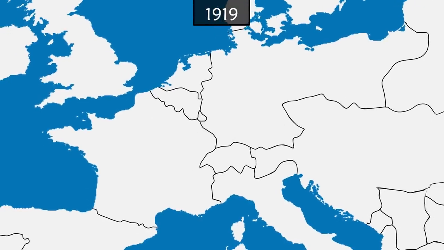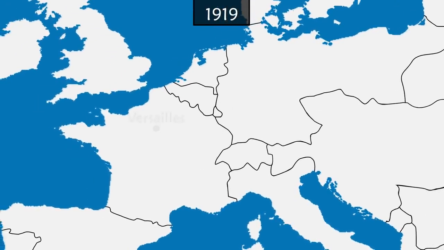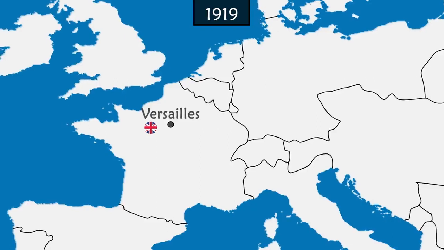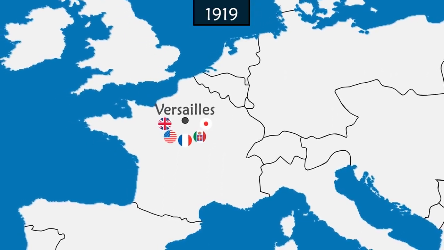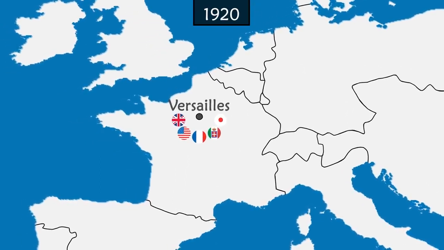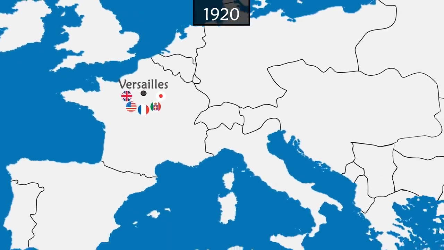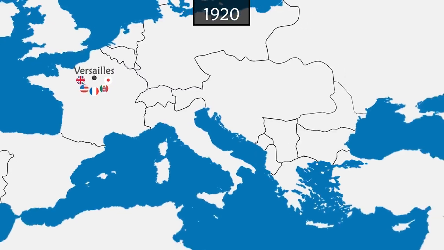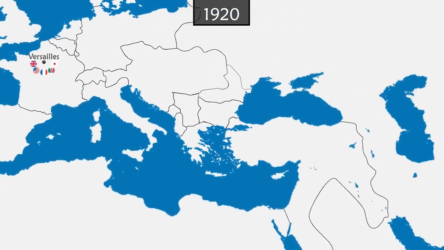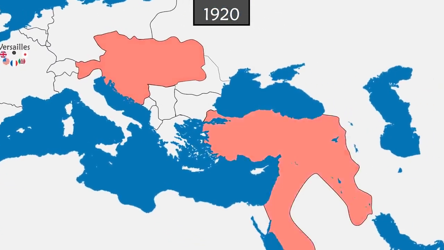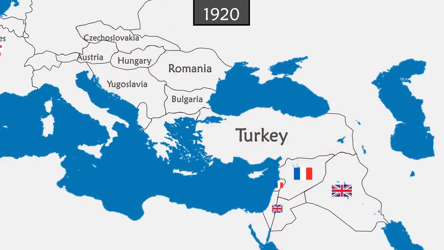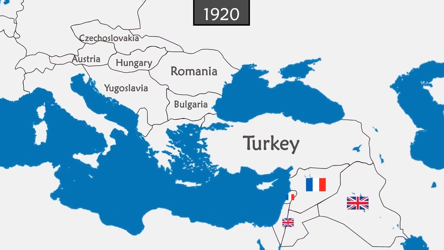On June 28, 1919, a peace treaty is signed at Versailles. German representatives are not invited, and the country is forced to accept all demands of the victors. Germany and its allies are held solely responsible for war damages and must pay heavy compensation. Austria-Hungary and the Ottoman empires are dismantled, making way for new countries or colonies.